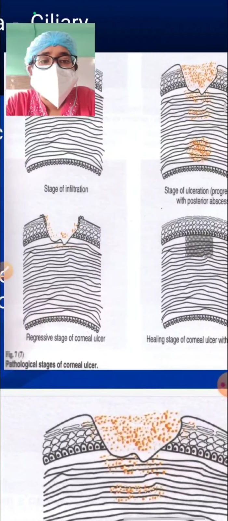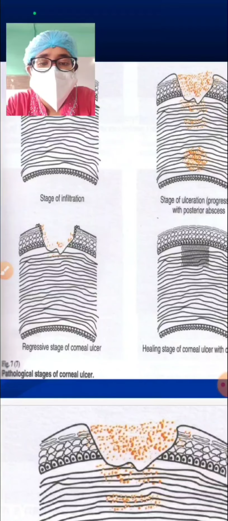so this is the regressive stage. You can see this is the regressive stage, the next third one, the regressive stage of the corneal ulcer. What is the regressive stage? That means the infiltration around the ulcer has gone less, but the epithelium is still not recovered.